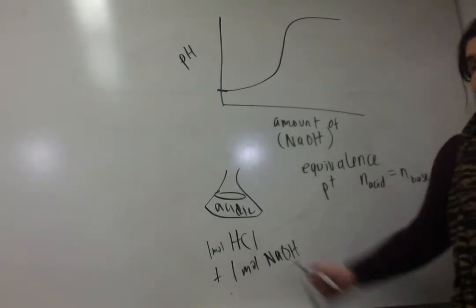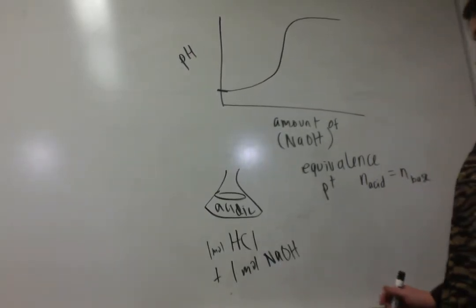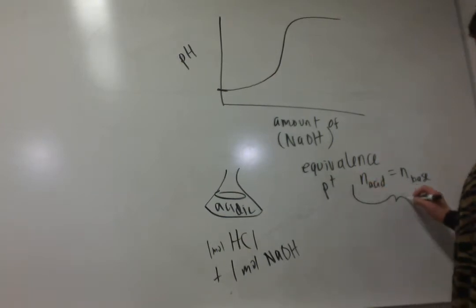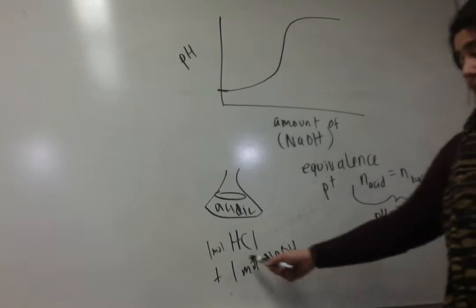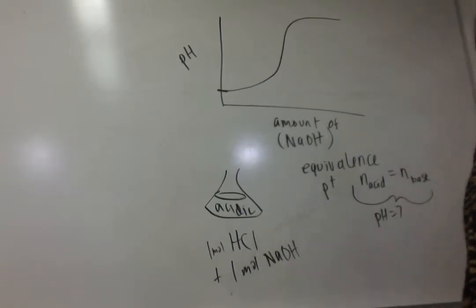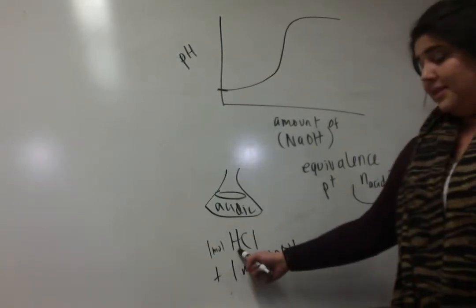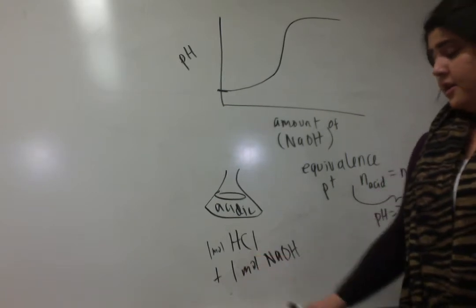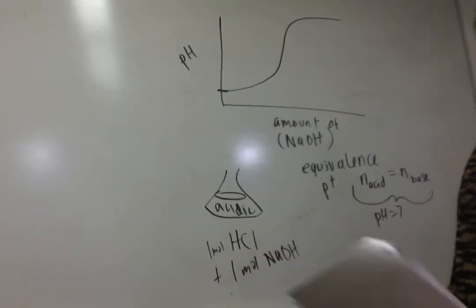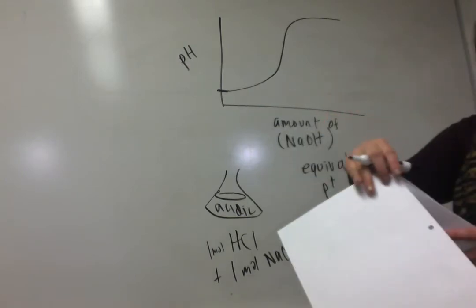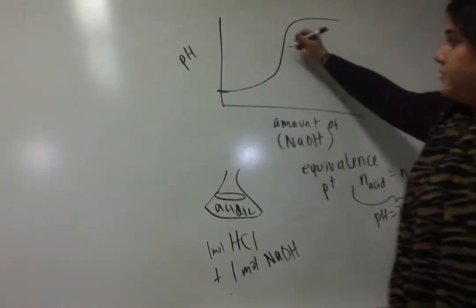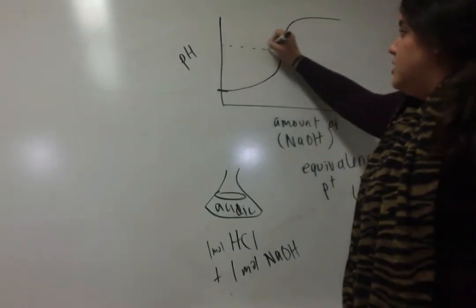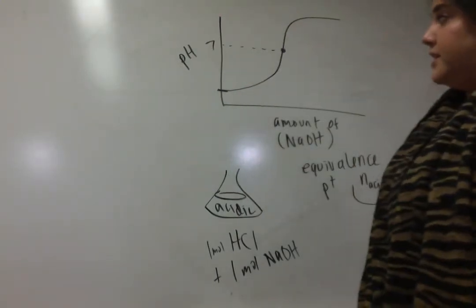Now, for a strong acid, strong base titration, the equivalence point would be neutral, a pH of 7, because I have added equal moles of strong acid and strong base, meaning I have completely neutralized all of my acid with base. So, when I'm looking at my titration curve for a strong acid and a strong base, my equivalence point, again, should be at a pH of 7.